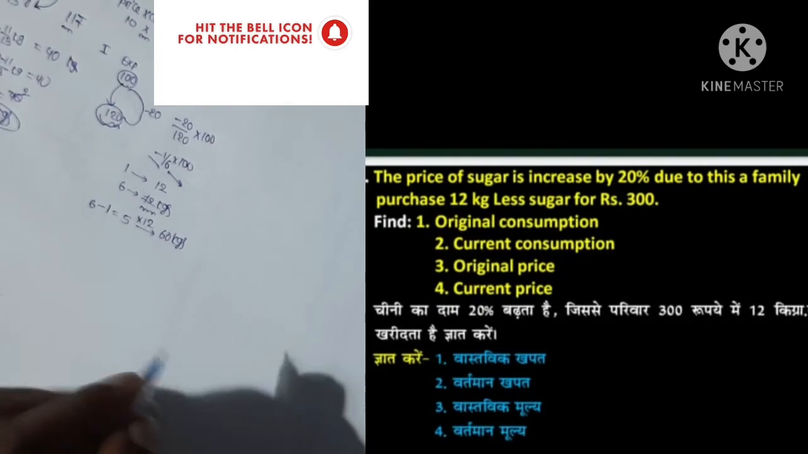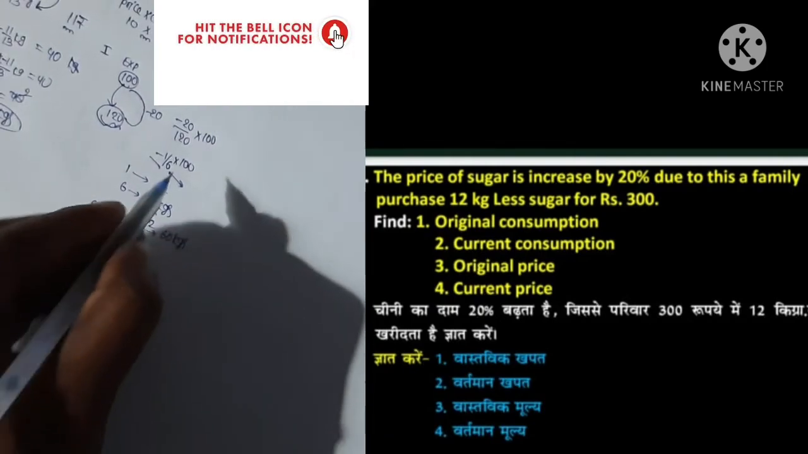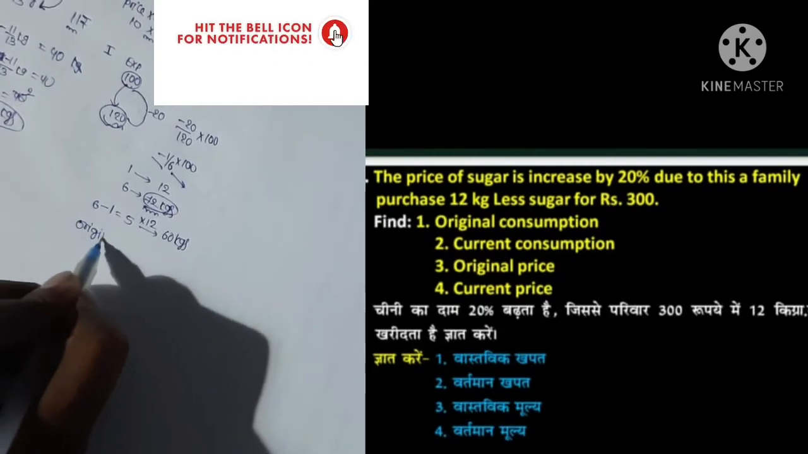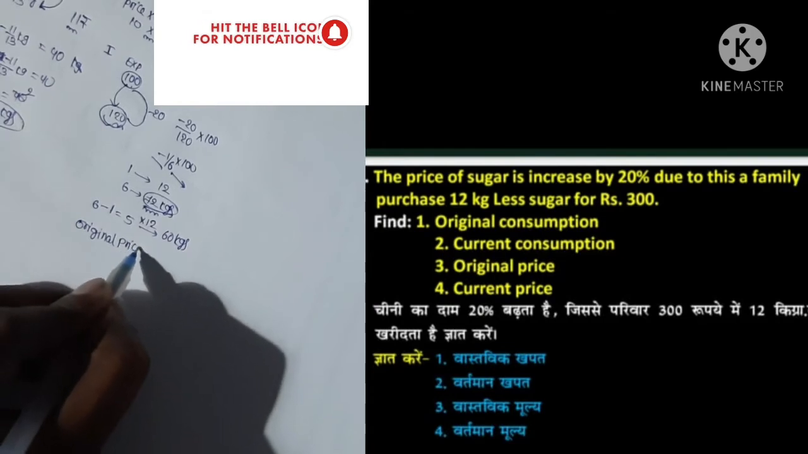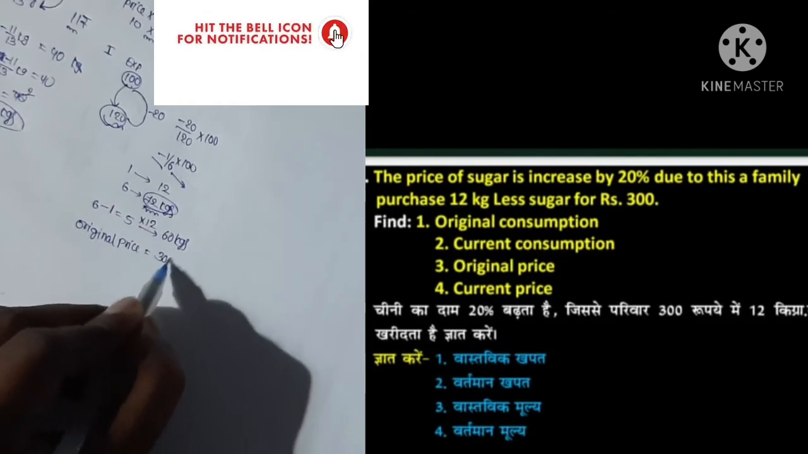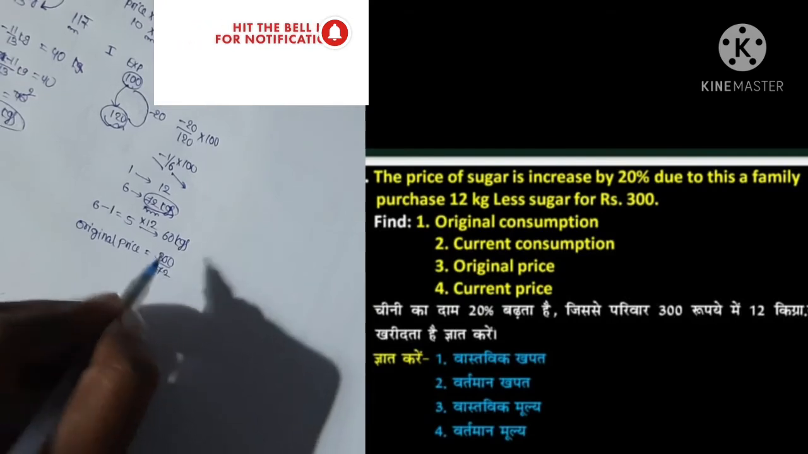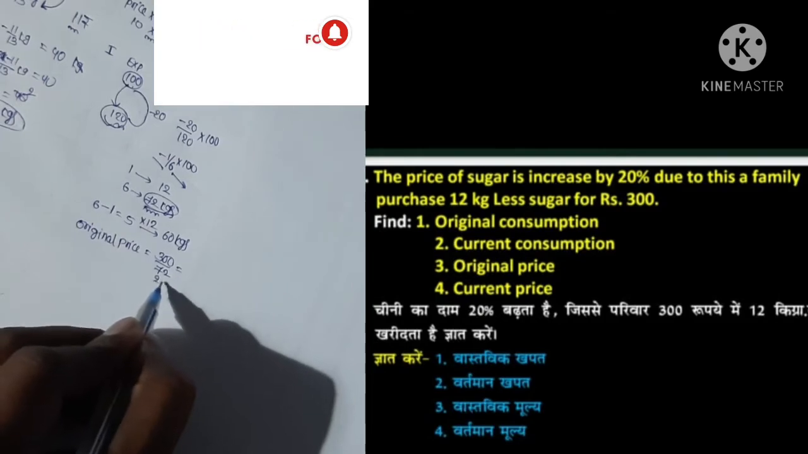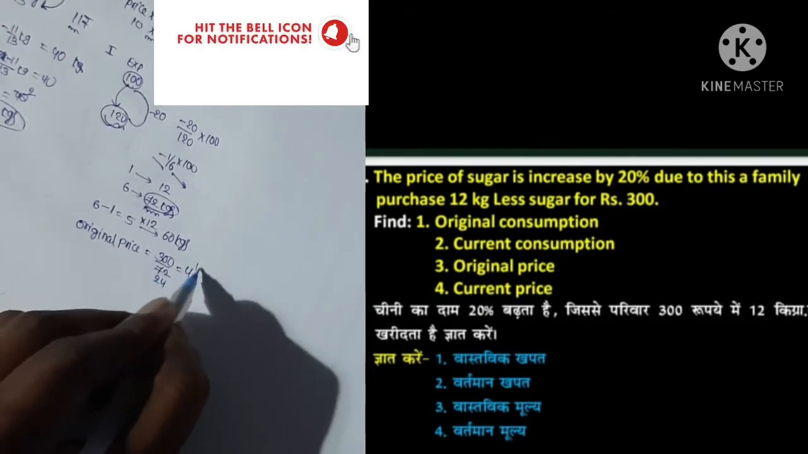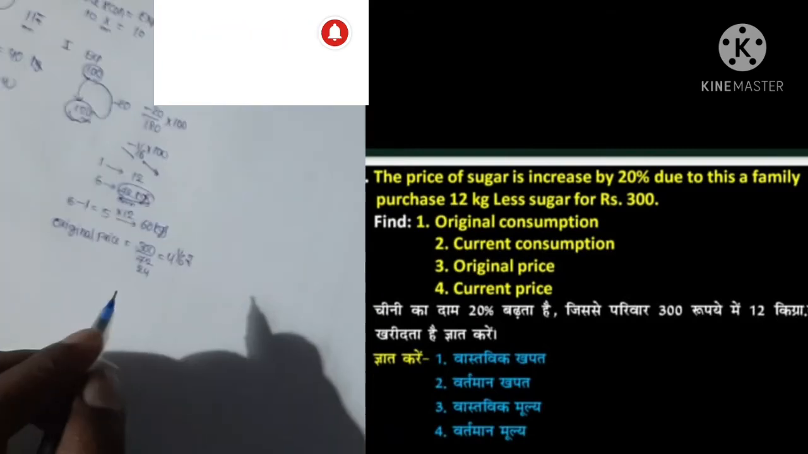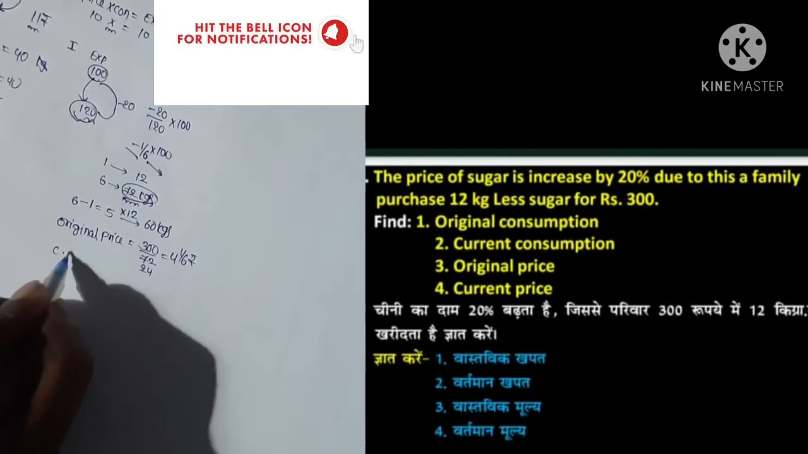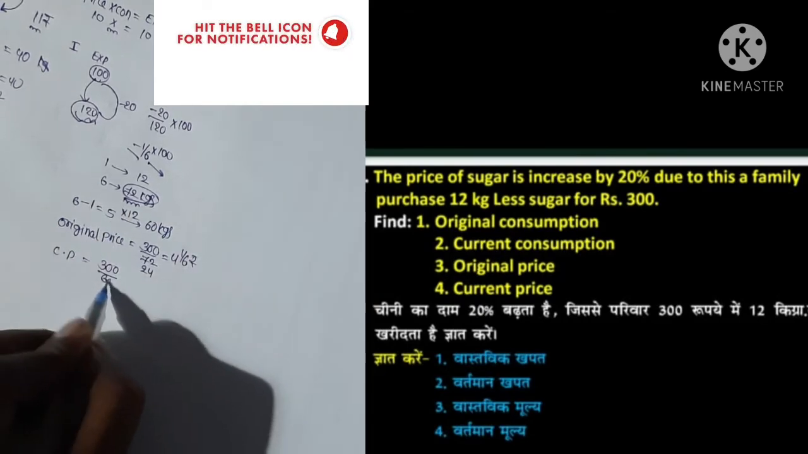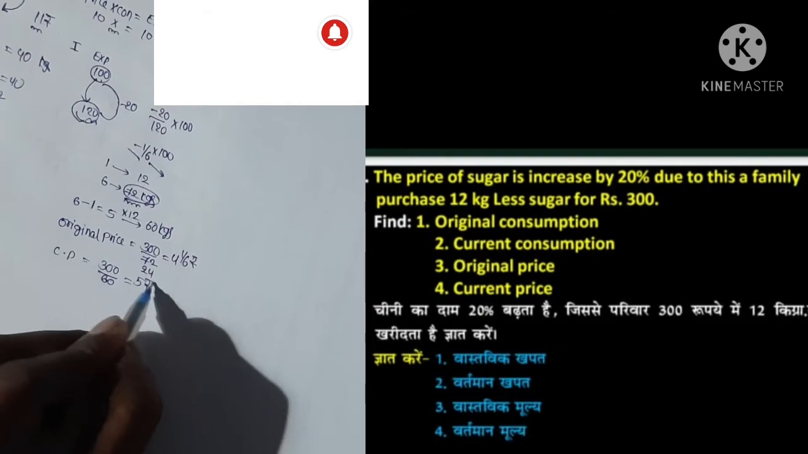So find the original price. Total 300 for 72 kg. Original price is equal to 300 by 72. So 1 by 24 is equal to 4 1 by 6 rupees per kilogram. So current price is 300 by 60 kg. So value is 5 rupees per kilogram.